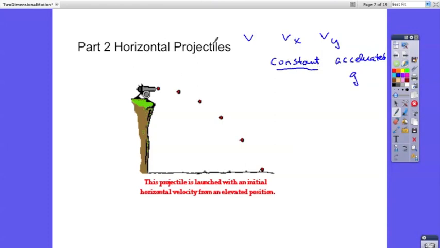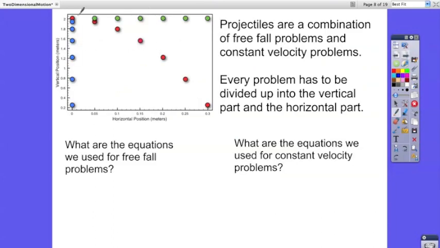What's special about horizontal projectiles is that they start with only horizontal velocity. The y component, which at the beginning, which we'll call Vy0, the initial y component of the velocity, is 0. But as soon as it is released, it begins to fall. Projectiles are a combination of free fall problems and constant motion problems.